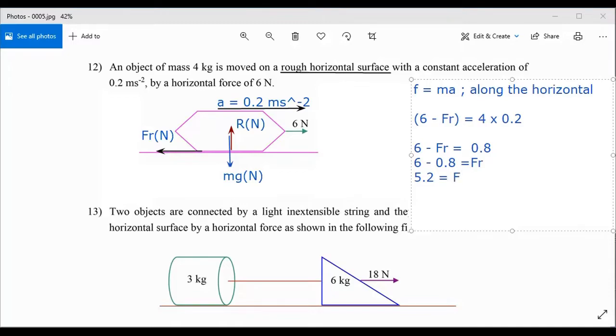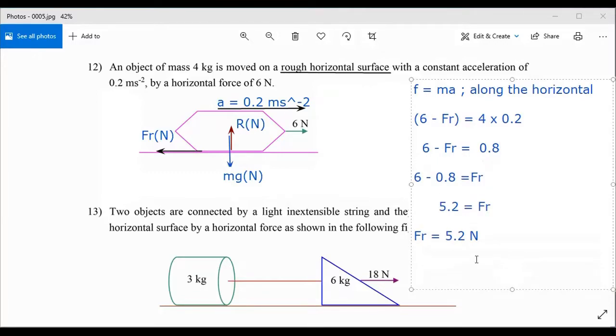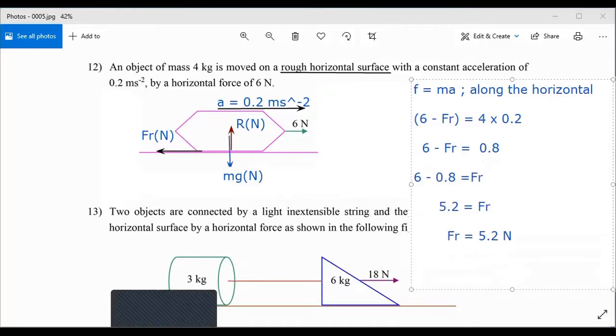But we never keep an answer like this. We should keep the answer as Fr, the friction force, equals 5.2, then we should write the unit. We should always keep answers in this format: Fr equals something. We do not write a number equals Fr. That's really complete here. Who got this answer? Fr equals 5.2 Newton. Lamai?